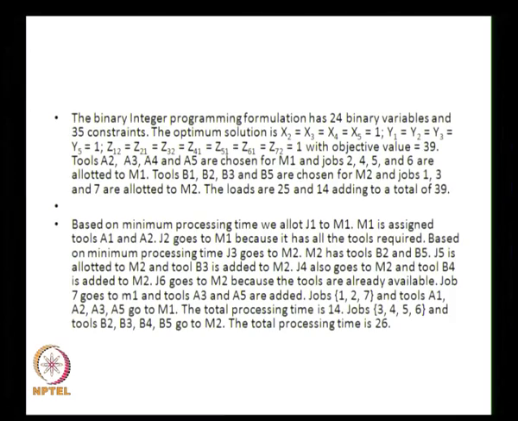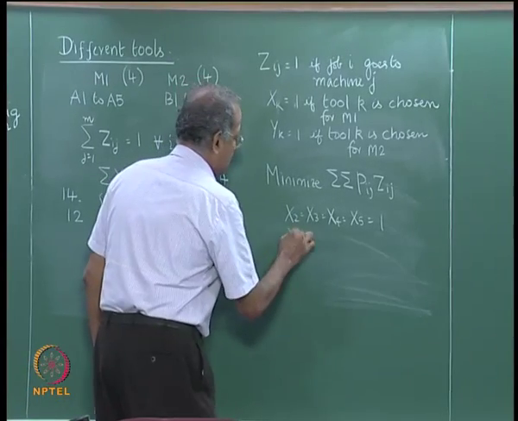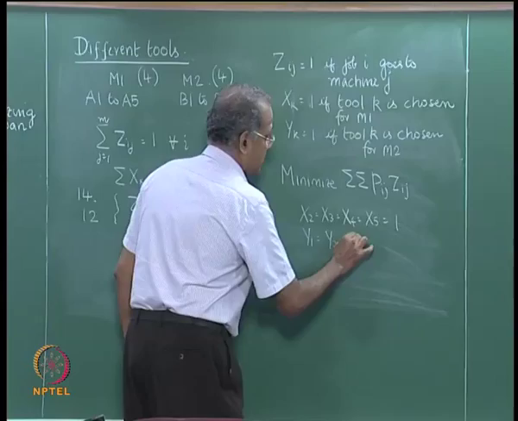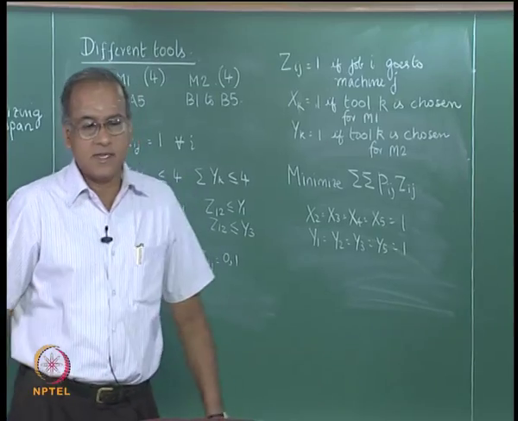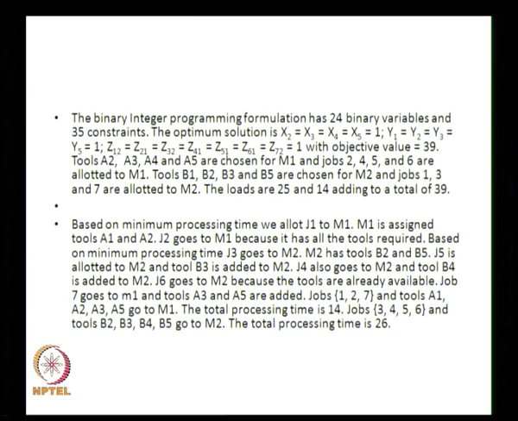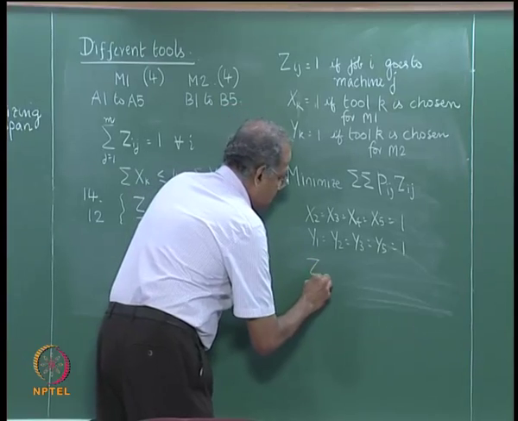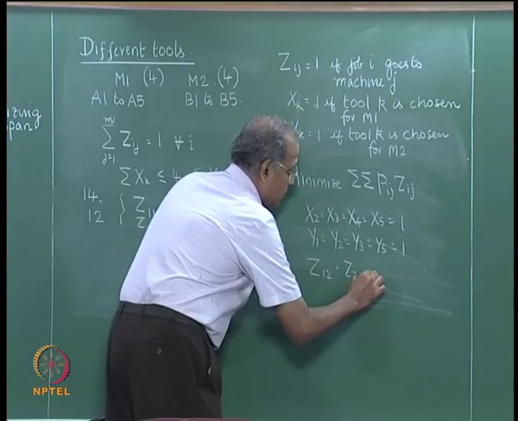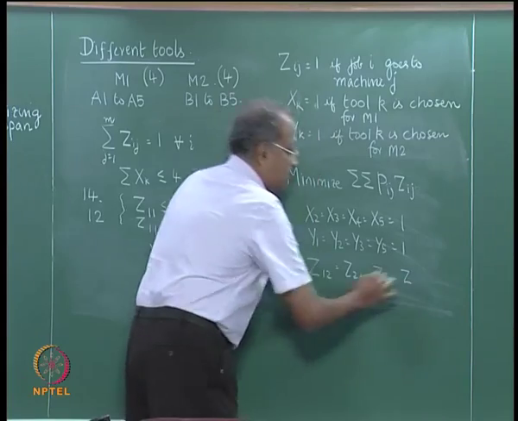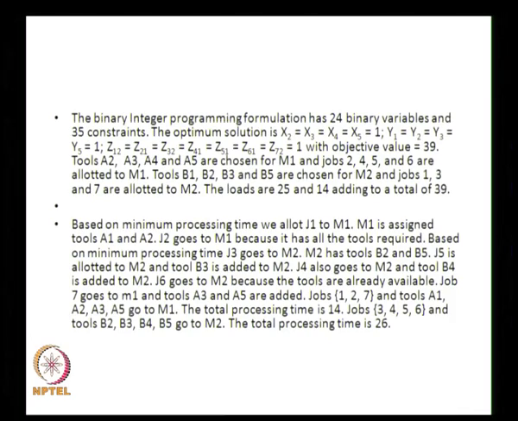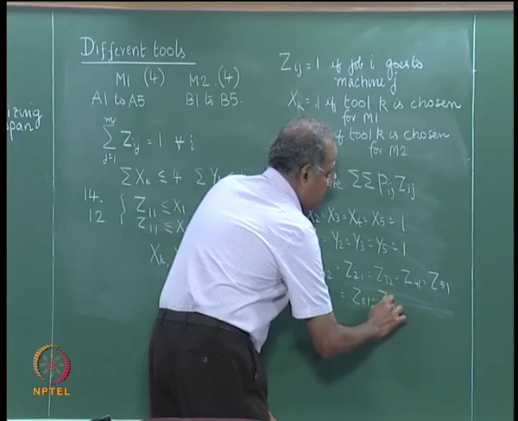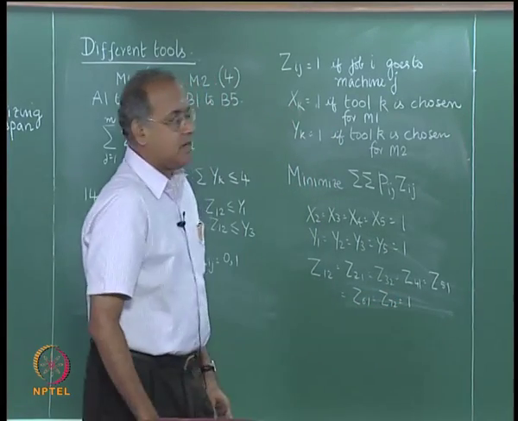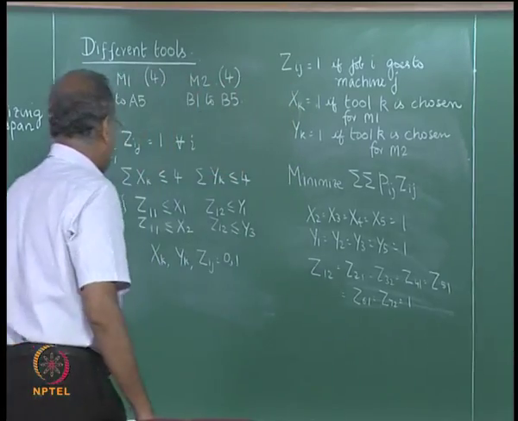y1, y2, y3, y5 equal to 1, and it has z12, z21, z32, z41, z51, z61, z72 equal to 1. So, now let us look at this solution.